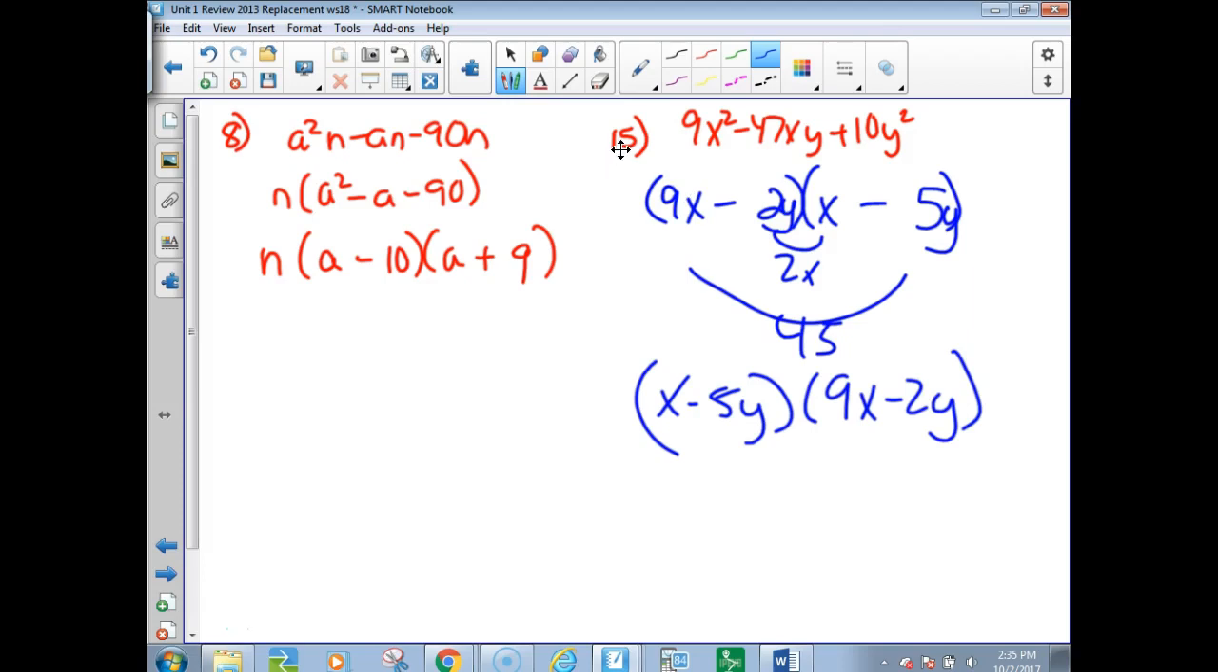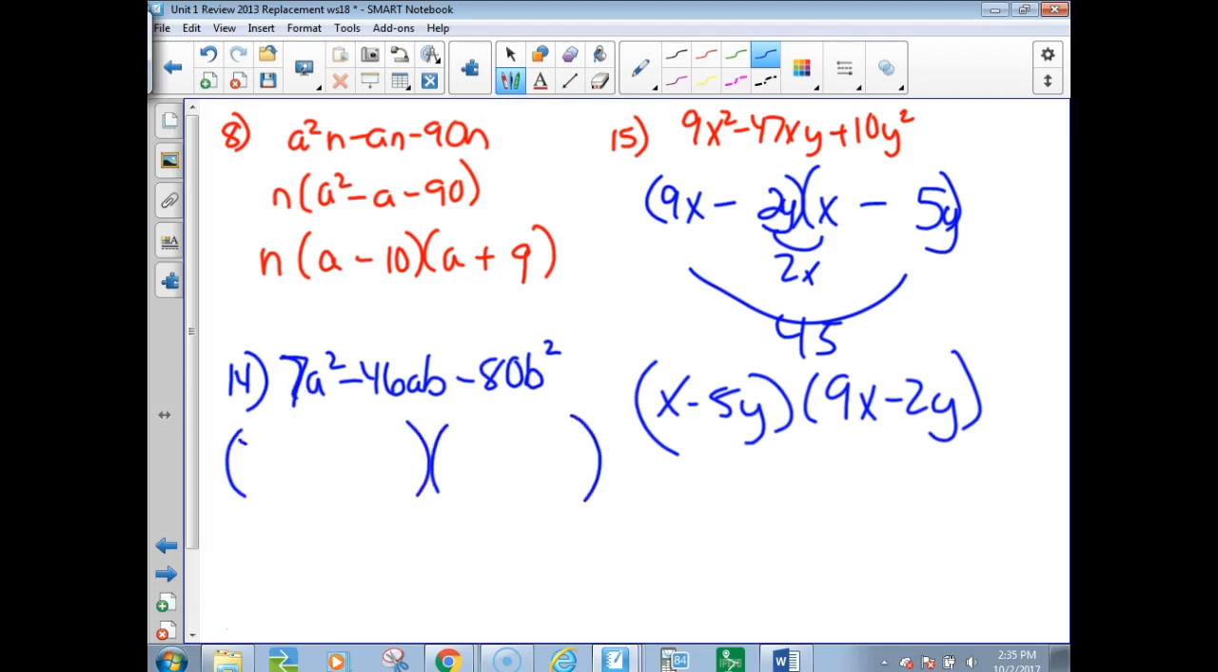Okay, what did you want to say? 14? 14 is 7a squared minus 46ab minus 80b squared. Okay. So let's see. You don't have any choices for the 7. It's got to be 7a and a. You need a b at the end. But now we've got to figure out the numbers for 80. I'll try 8 and 10 maybe. Yeah, that's going to work.